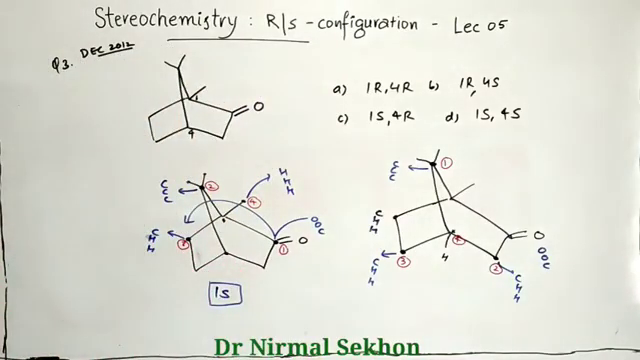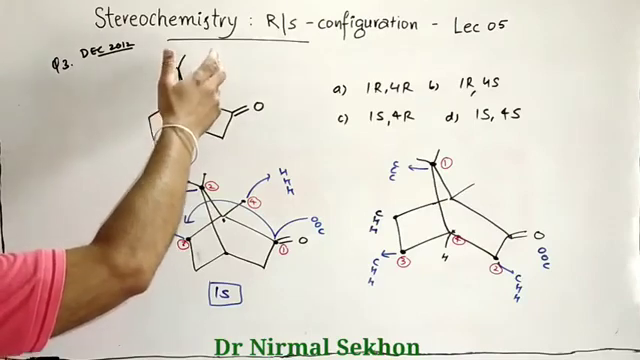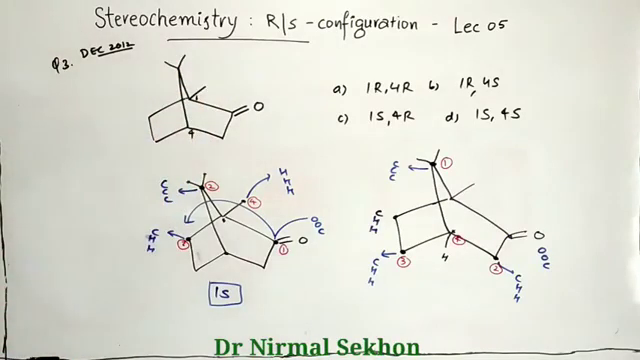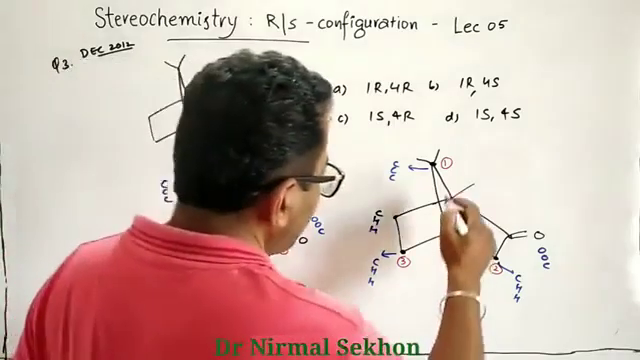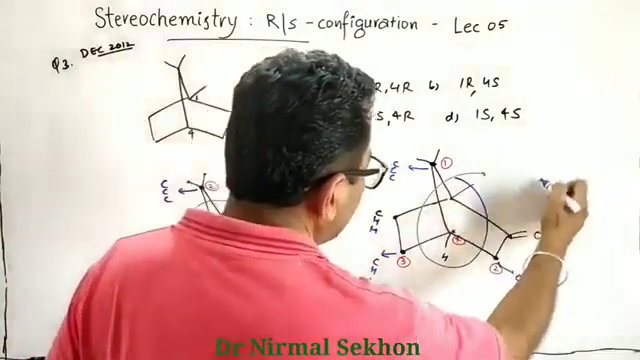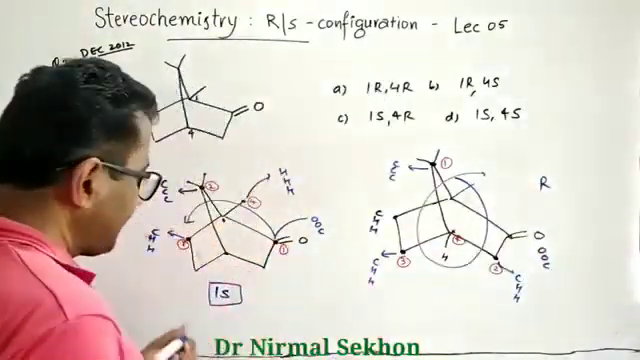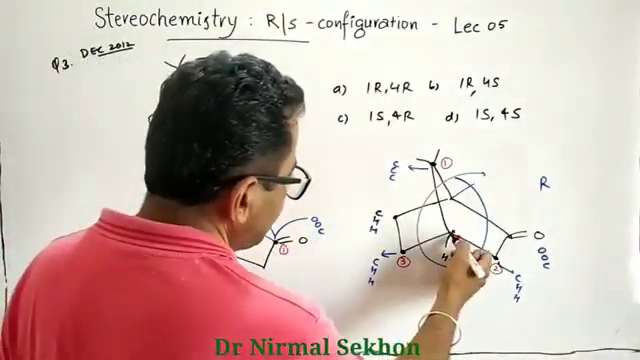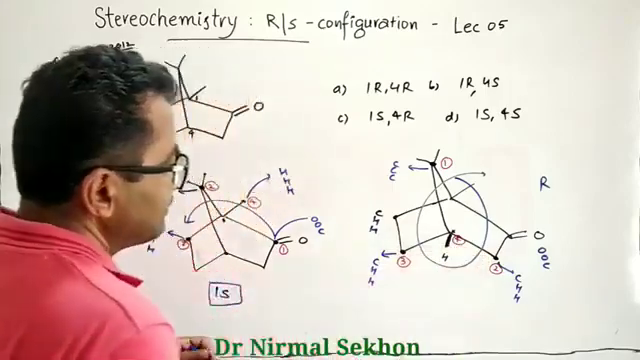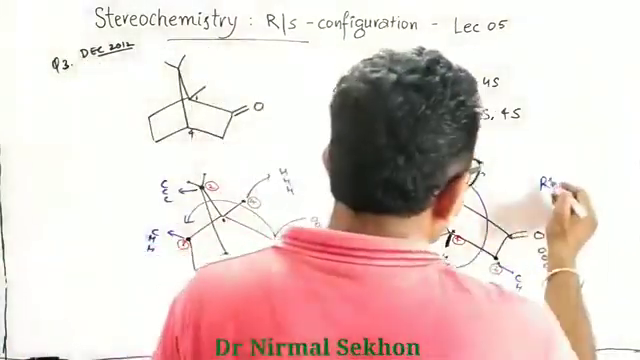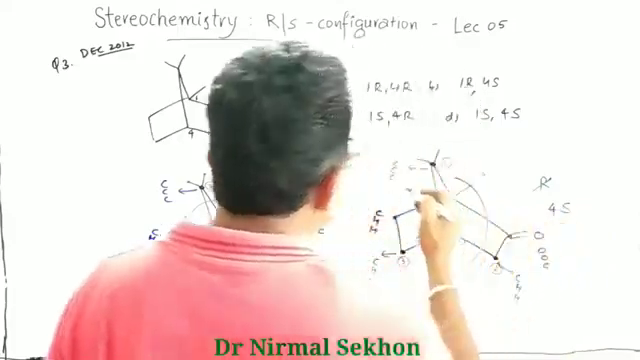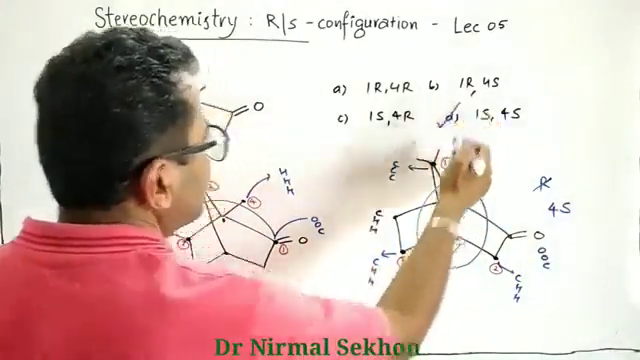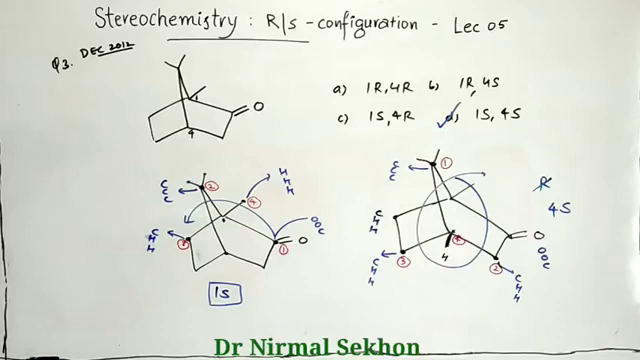Here the configuration of 4: because the methyl group is below the plane, 4 is above the plane. Okay, so we have to move from 1 to 2 to 3. It is R. But as I said that this group 4 is now above the plane, it means your configuration is again going to be S. So this is 1S 4S. So your answer is 1S 4S.